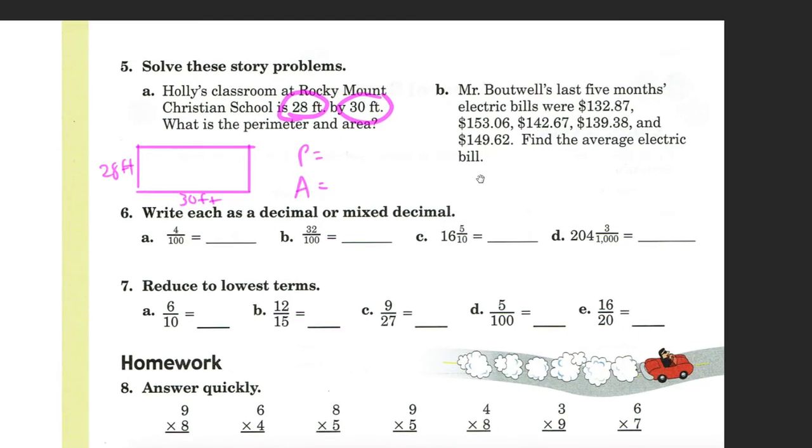Okay. B. Mr. Boutwell's last 5 months electric bill were $132.87, $153.06, $142.67, $139.38, and $149.62. Find the average electric bill.